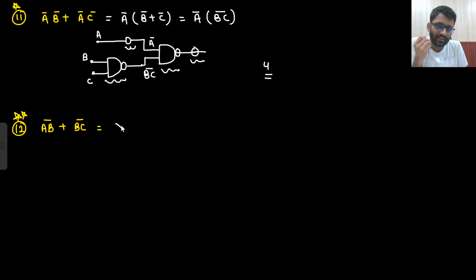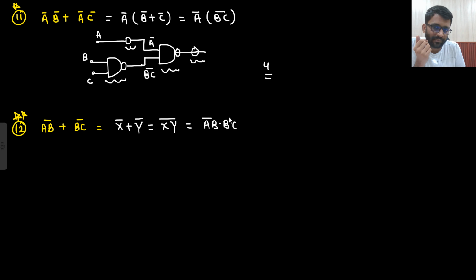Let's just say this is x bar plus y bar. Can I write it as xy bar? So what can I do? AB bar plus BC bar. What is AB into BC? That is ABC bar. So I just need to implement this ABC bar. That's it. AB bar plus BC bar is ABC bar.